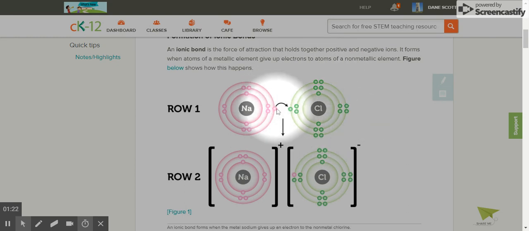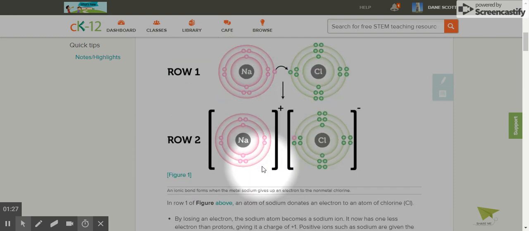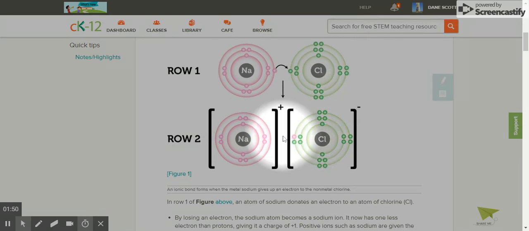If sodium gives its electron to chlorine, then sodium will have a full outer shell, chlorine will have a full outer shell, but sodium will have a positive charge, and chlorine will have a negative charge. The reason these charges are there is because sodium still has the same number of protons, which is one more than electrons. Chlorine still has the same number of protons, but has one more electron than it does protons.